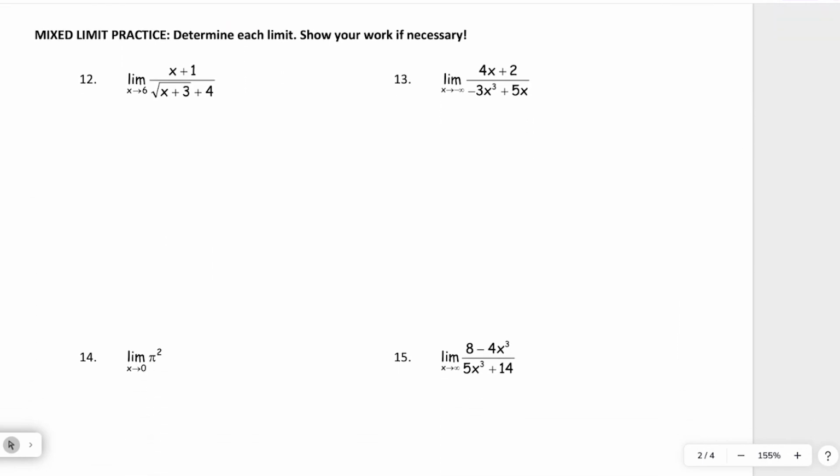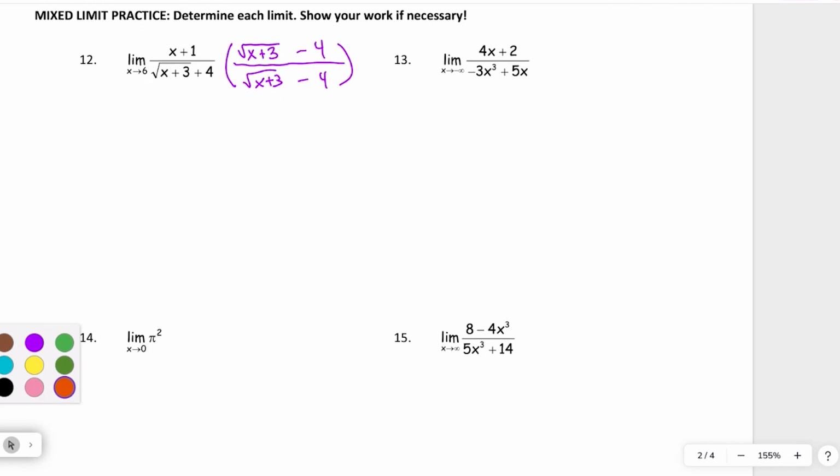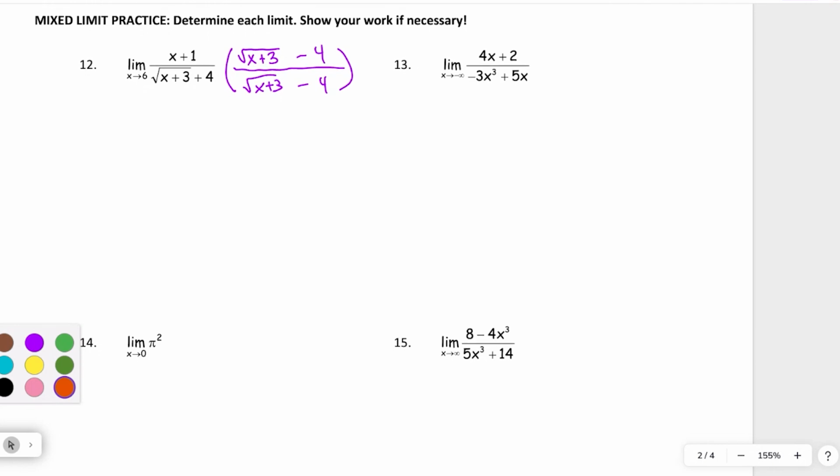All right, going back to some mixed limit practice here. So we're going to practice our algebra here. This first one, I'm going to multiply by the conjugate of both the numerator and the denominator. So that's going to be root x plus 3 minus 4 over root x plus 3 minus 4. This is a little bit of a review from previous lessons. We want to multiply that out.